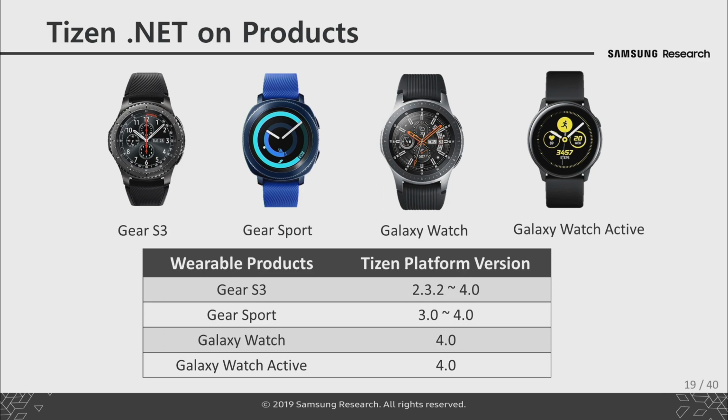When the new Galaxy S10 was released, that watch was released together. So these two watches are the main watches that we have on the market. And for older watches, like the Gear S3 and the Gear Sport, you can update the platform to Tizen 4.0 to use Tizen.NET. So out there, we have 4 products.